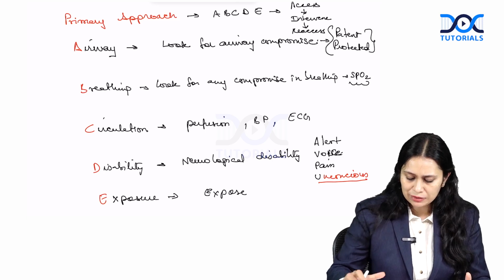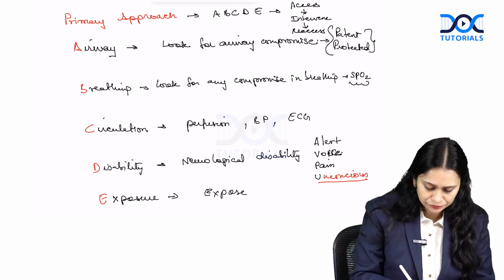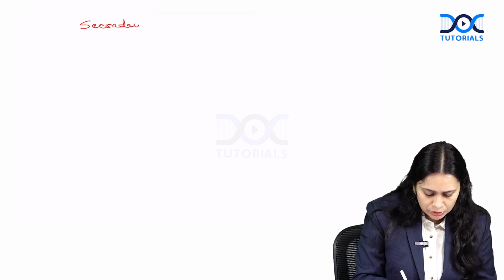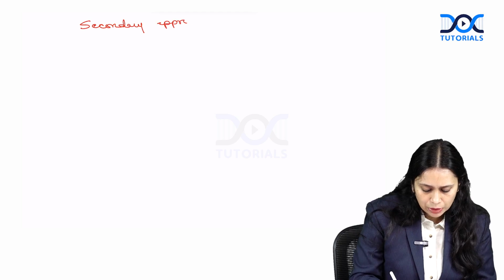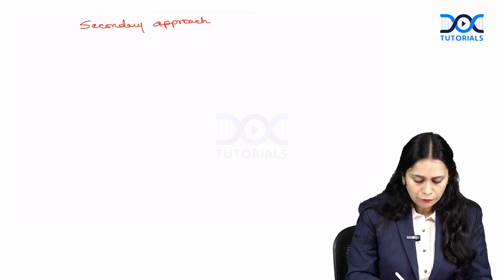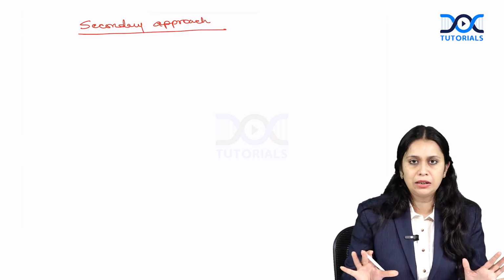Then I can go for the secondary approach, right? So what is the secondary approach? Let us talk about the secondary approach. The secondary approach is the cause finding approach. Why has the patient landed up in this situation? We have to find it for a permanent solution of the current situation.